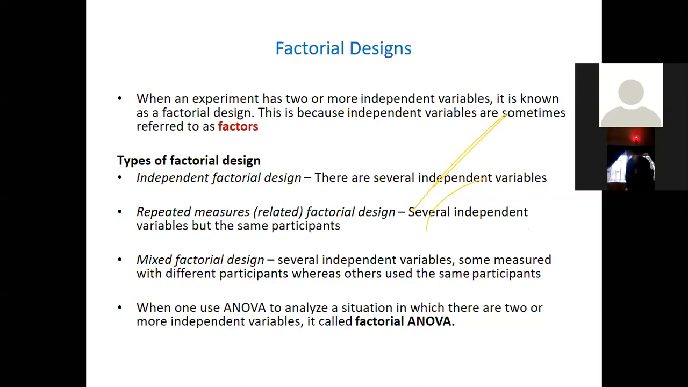Group 1, those that took placebo. Group 2, low dose Viagra. Group 3, high dose Viagra. These are three groups, and it's only one factor. The only factor we studied there is the Viagra, the effect of Viagra on libido.